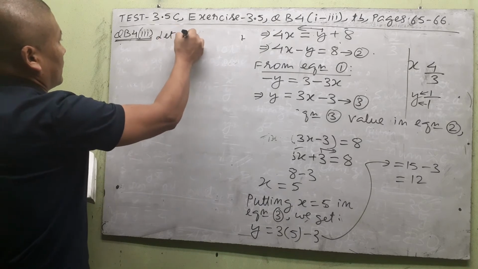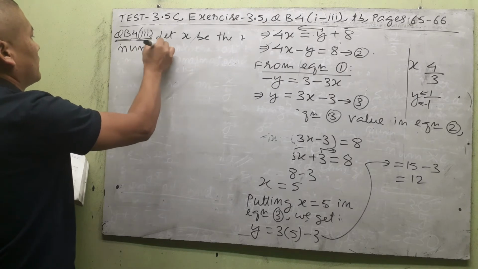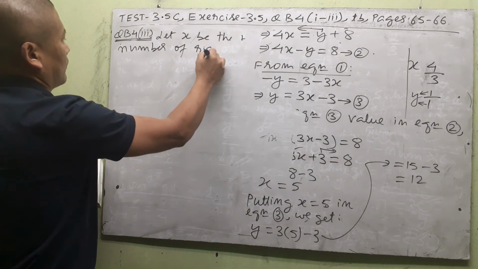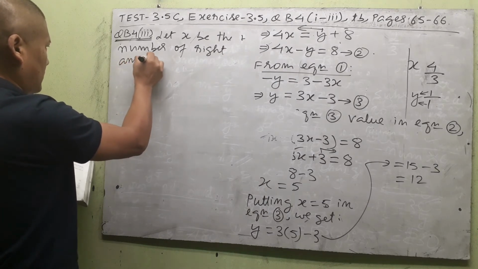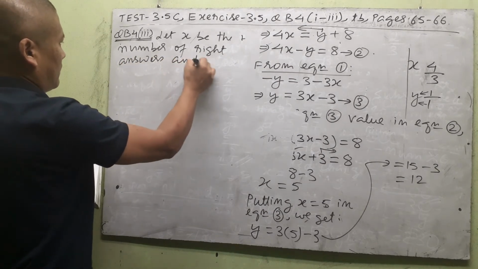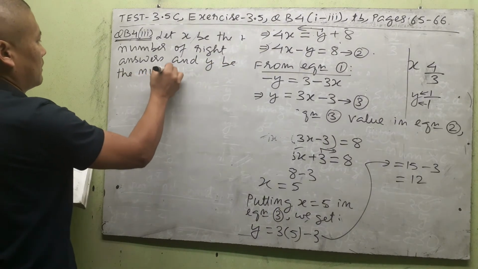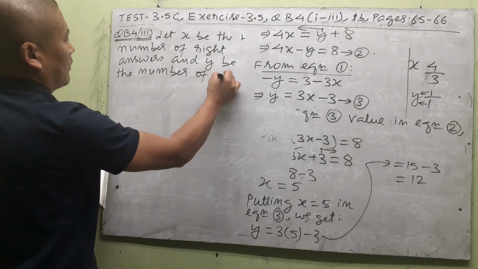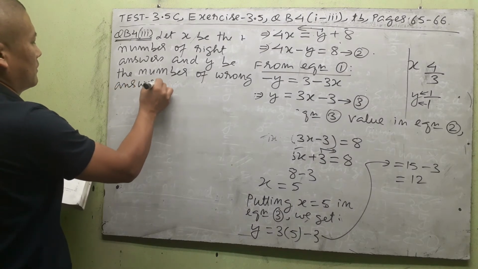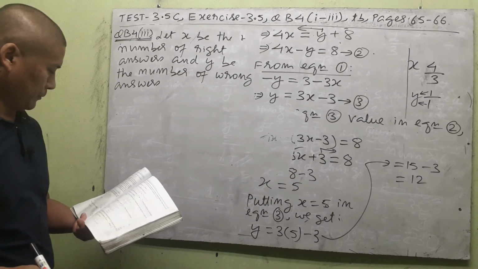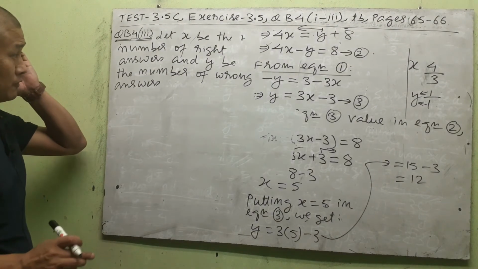Total number of questions. So let us write here. Let x be the number of right or correct answers and y be the number of wrong answers. Okay. Let x be the number of right answers and y be the number of wrong answers.